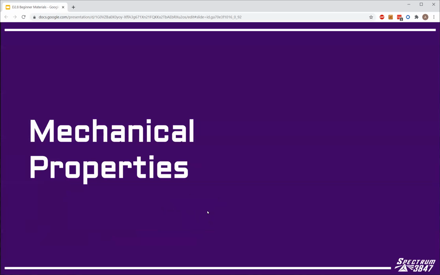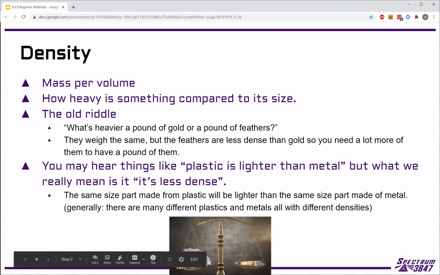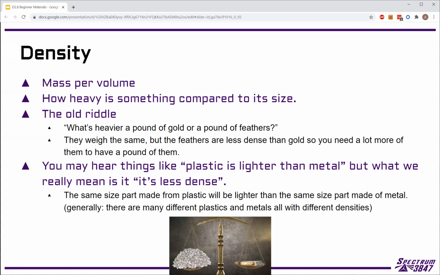First, we're going to look at the different types of mechanical properties. One of the most crucial mechanical properties of materials, and it affects our choice quite a lot, is density. In FRC, we have a weight limit, right? The robot is only allowed to weigh so much.